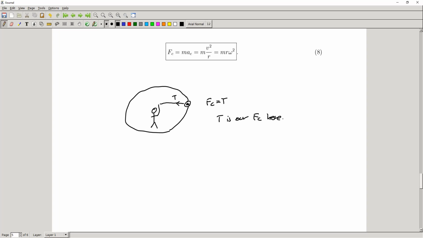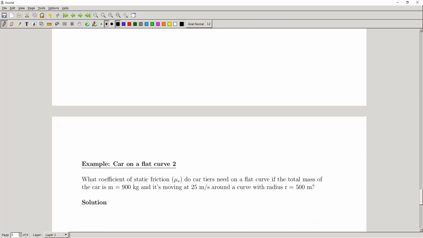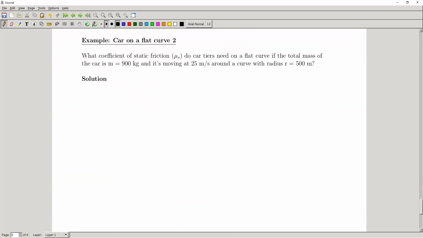Okay. All right. So let's go down and take a look at our last example for this video. In this example, we want to know what the coefficient of static friction is that car tires are going to need on a flat curve if the mass of the car is 900 kilograms and it's moving at 25 meters per second around a curve with radius 500 meters, right?